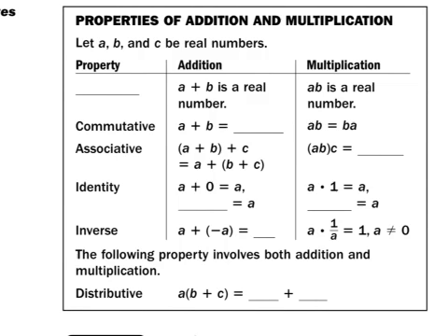Properties of addition and multiplication. Let A, B, and C be real numbers. And remember that a real number is not an imaginary number. Imaginary number is square root of negative 1. So these are real numbers.